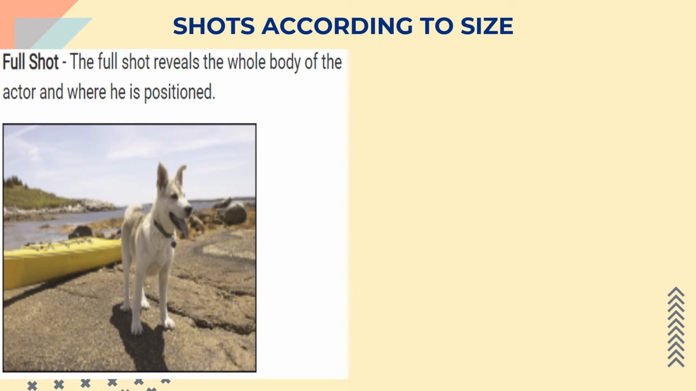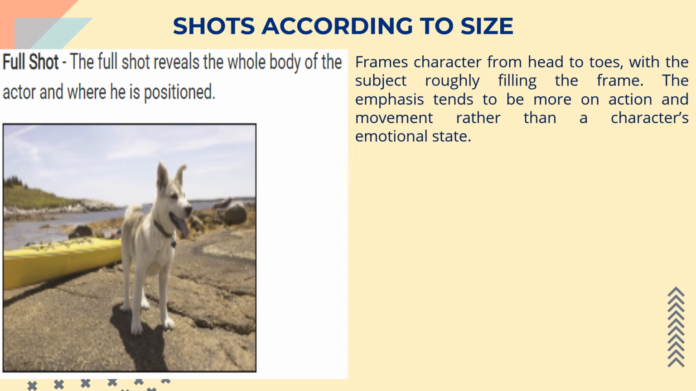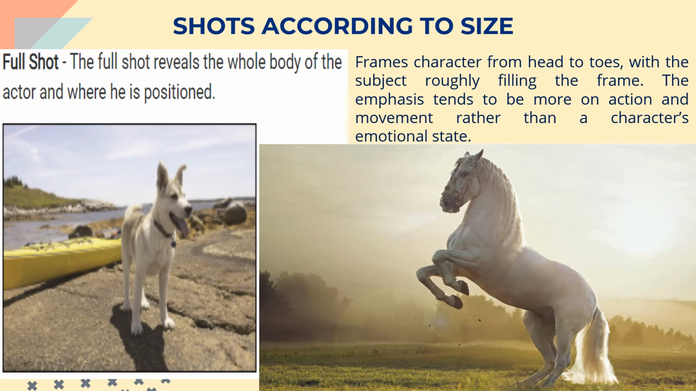Next is the full shot. The full shot reveals the whole body of the actor and where he is positioned. It frames the character from head to toes, with the subject roughly filling the frame, and the emphasis tends to be more on action and movement rather than a character's emotional state. Another example of full shot.